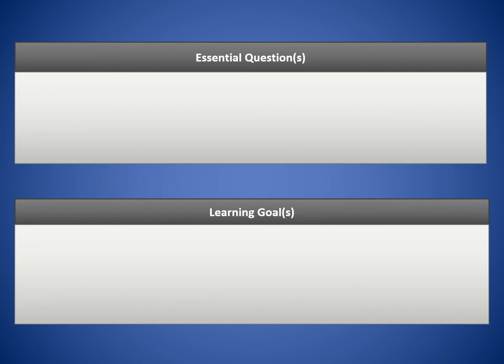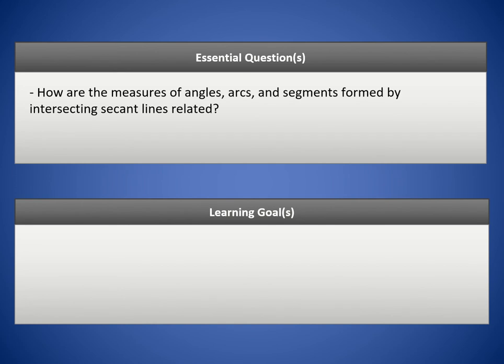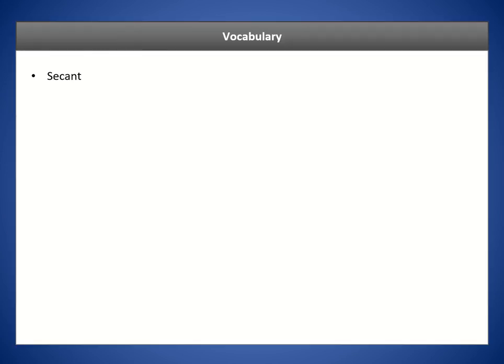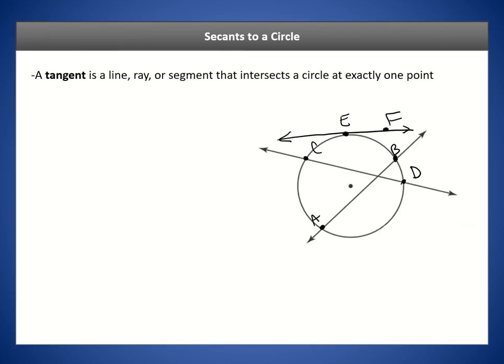So our essential question for today is, how are the measures of angles, arcs, and segments formed by intersecting secant lines related? And our goal is to use angle measures and segment lengths formed by intersecting lines and circles to solve problems. So our vocab term is going to be the secant. So let's go ahead and define that.